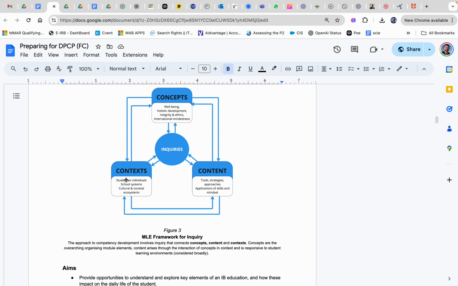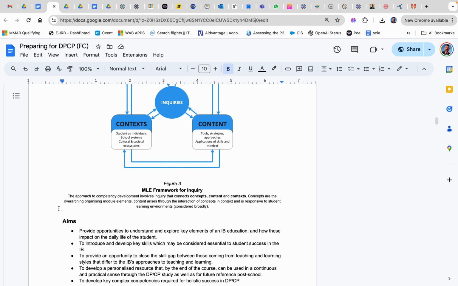this MLE, the context is the student's learning environment. That includes the student as well. So students as individuals, their school systems, whether national or international, the country that they're in, and all of those ecosystem elements. And then the content would be specific tools, strategies, approaches, applications that would help students develop in terms of those competency areas. So that's this framework adapted from the Digital Society's subject guide.